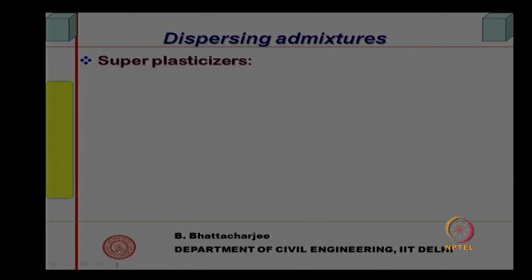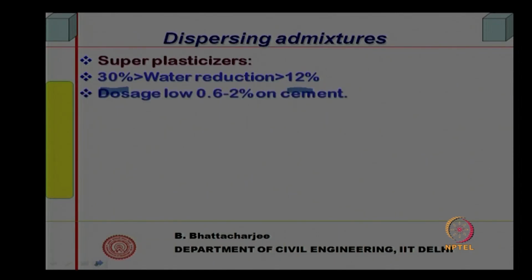Superplasticizer is the next variety, which reduces the water from 12% to about 30%. So, water reduction is 12% to 30%, and dosage of course is now higher.